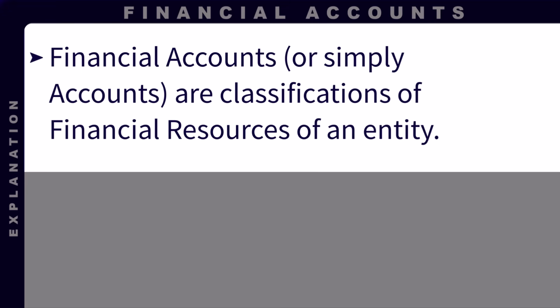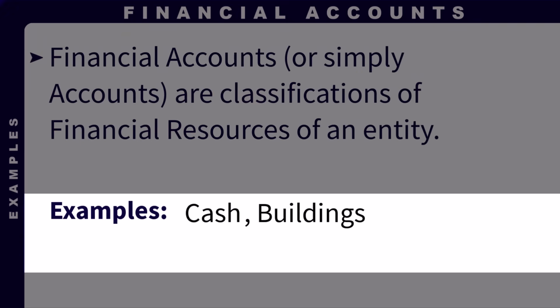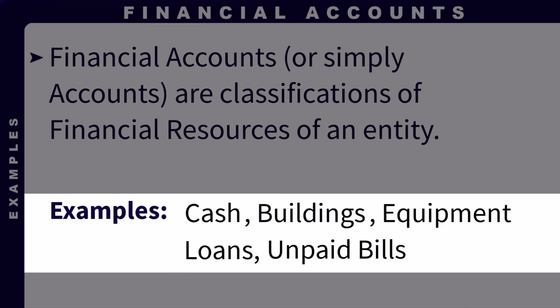In accounting, this classification of financial resources is what creates financial accounts, or simply accounts. For example, cash, buildings, equipment are all financial accounts. In the same way, all kinds of debts, for example, mortgage loans, unpaid bills for services or goods purchased, and so on, are all financial accounts. Also in accounting, those financial accounts similar in nature are grouped together and reported both individually and as a group. Now, let's specify and have a close look at each of these classifications or groups of accounts and how similar items are grouped together.